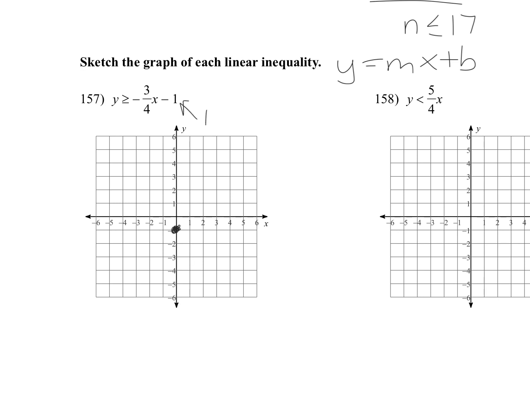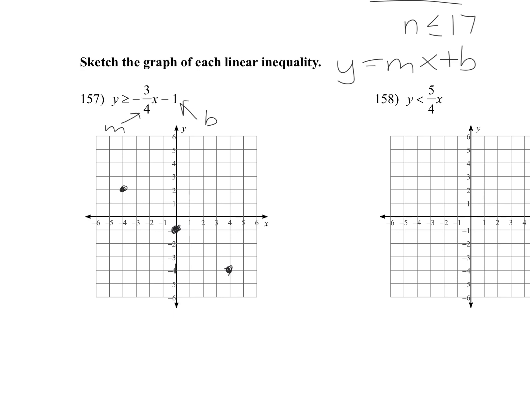Because remember, b and m. What do we do from here? Rise over run. First, is it going to be negative or positive? Negative, so we need to be going down. So what's my rise? 3. What's my run? 4. In what direction? Go right. 1, 2, 3, 4. And then make another point. Go up 3. Yep, you can go the opposite way.